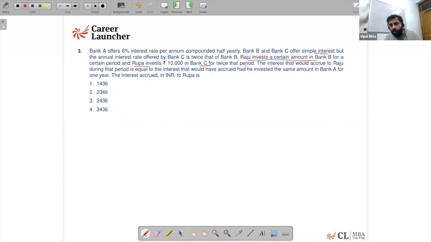for twice the period. Okay, the interest that would accrue to Raju during that period is equal to the interest that would have accrued had he invested the same amount in Bank A for 1 year. The interest accrued in INR to Rupa is, okay, so the data says that Bank A gives you 6% compounded half yearly.